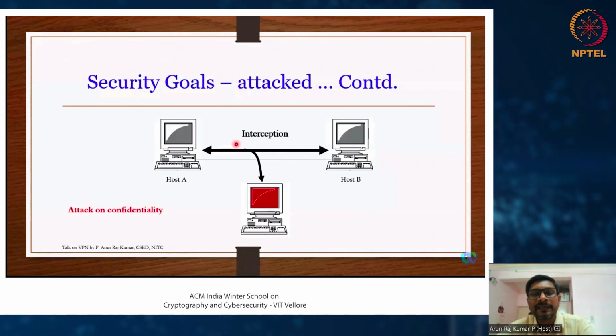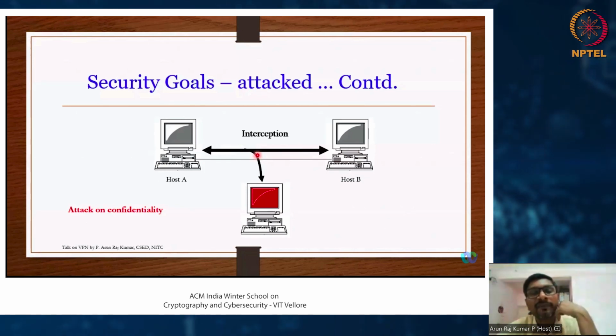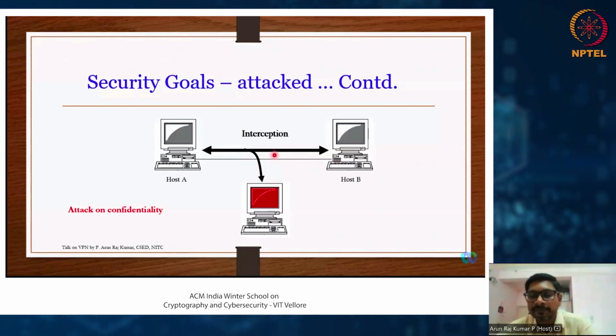So it is an interception, right? When it is interception, you cannot call the integrity goal compromised because you're only doing passive eavesdropping. You're only sniffing the data and not disturbing the traffic between A and B. The A and B traffic is not disturbed. You're only trying to intercept the data, which means sniffing the data or passively monitoring it. So in this case, the confidentiality goal is compromised. Right?